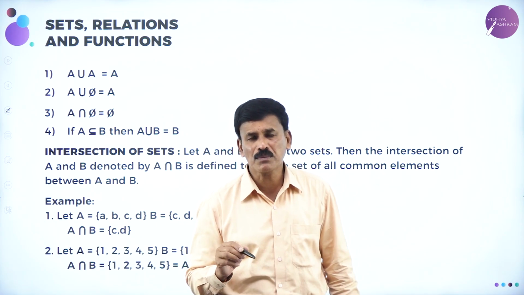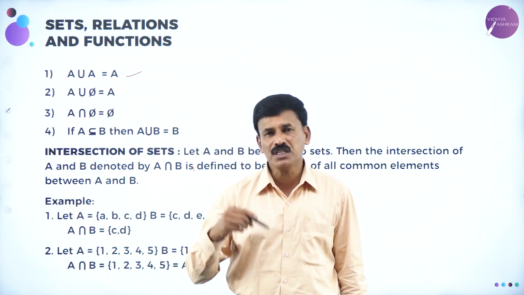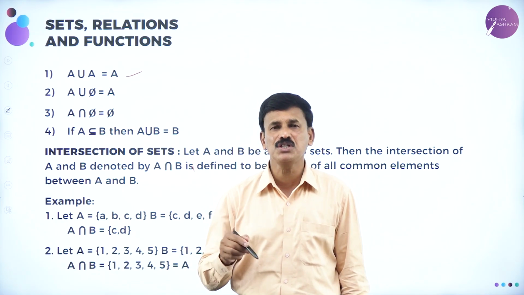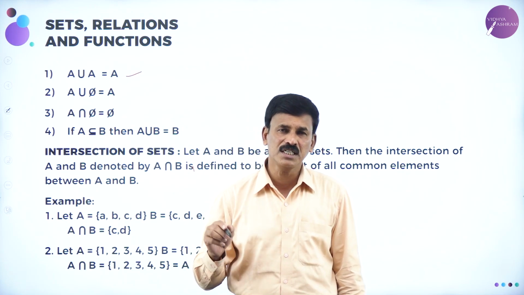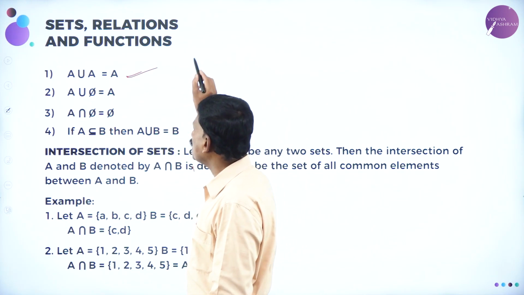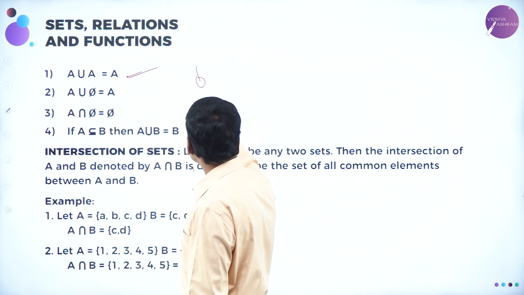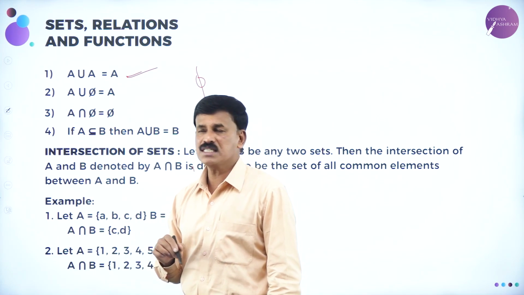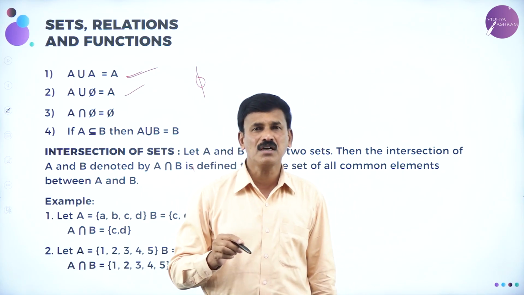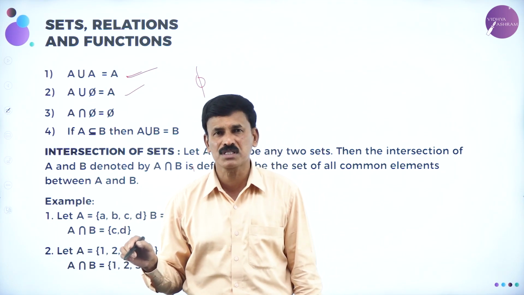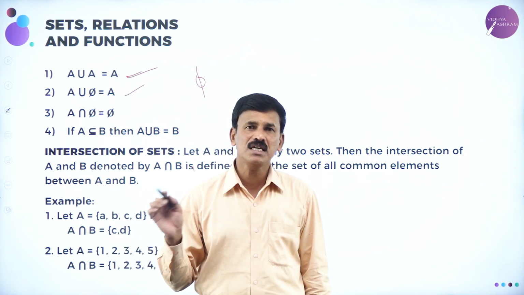Now let us come to the properties. Suppose A is any set, then A union A, the union of the same set, is the same set itself. A union A is always equal to A. So the union of A and A is the same set we are going to get. Suppose we have the null set: the union of a set and a null set is always equal to the same set, because in the null set there is no element. So the union of a set and a null set is again the same set.